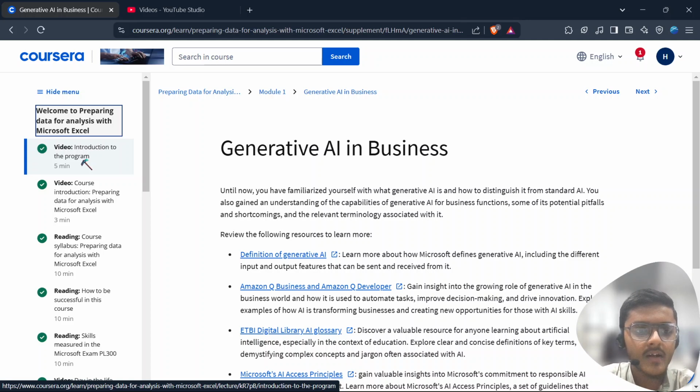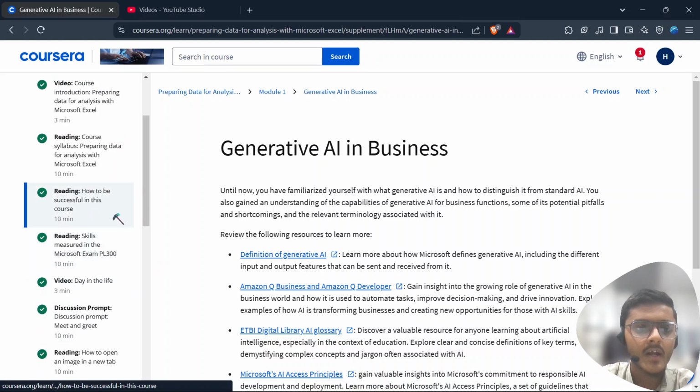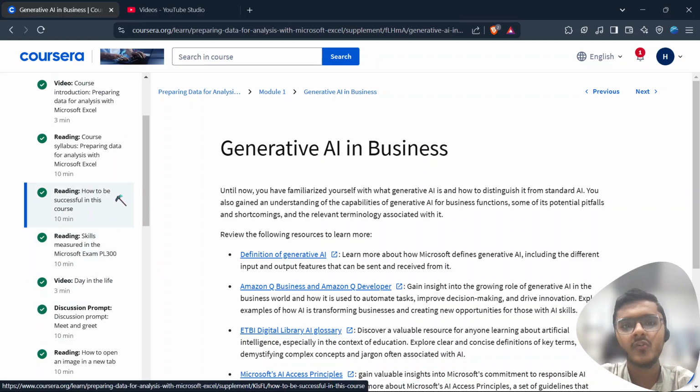Then the course syllabus, preparing data for analysis. There was a reading on how to be successful in this course. It was basically to be true to yourself, be punctual, and decide your study place, whatever, right? And skills measured in the PL-300 exam, the same thing I told.